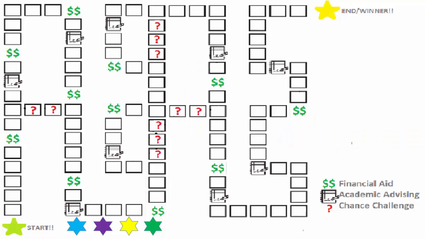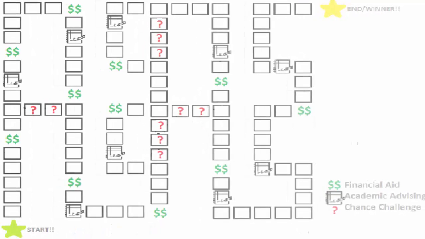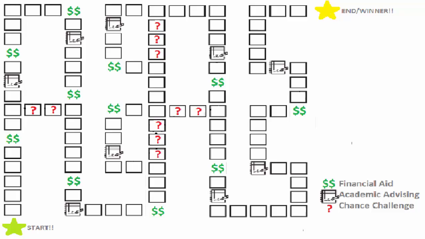There will be directions on each tile as explained in the direction PowerPoint. I will also share more detail on this later in the video. However, there are 3 main challenge tiles labeled Financial Aid, Academic Advising, and Chance. On the Financial Aid tile, a player can earn money, which will be needed throughout the playing of the game. On the Academic tile, a player can earn or lose credits, which are also a big part of the game.